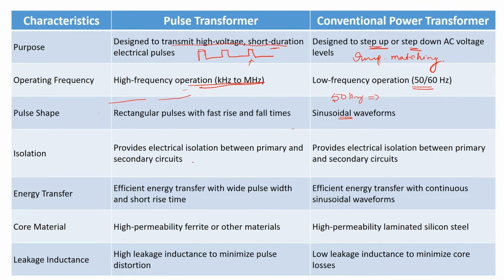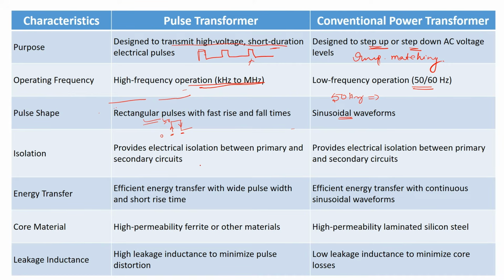Whereas in the pulse transformer, rectangular pulses are used with almost zero rise time and fall time. Rise time is the time taken to change the value from 0 volt to 5 volt, or 0 to 3 volt, whatever the magnitude may be. Fall time is the reverse. This is the fall time. You might have studied this in digital electronics. So rectangular pulses are used with almost zero rise time and fall time.